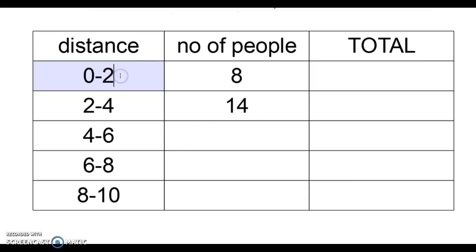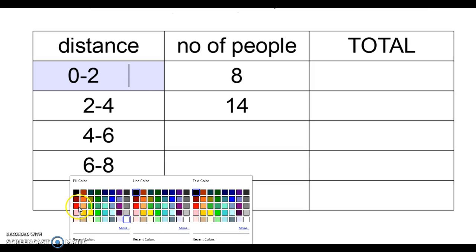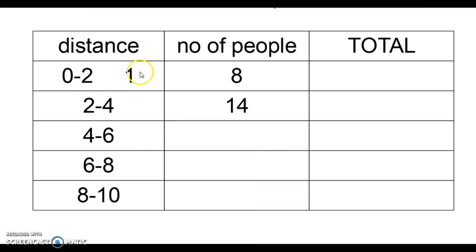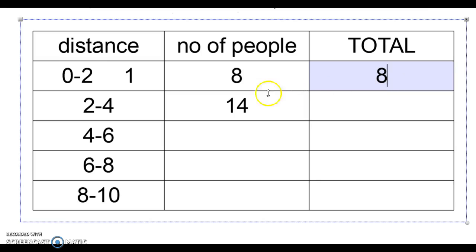So if the distance is between 1 and 2, we don't know what the exact distance is. So what we do is we guess that we're going to use the middle of that. So in between 0 and 2, we're going to use a distance of 1 in there. So we're going to say that all of these 8 people are 1. So 1 times 8, the total here is going to be 8.